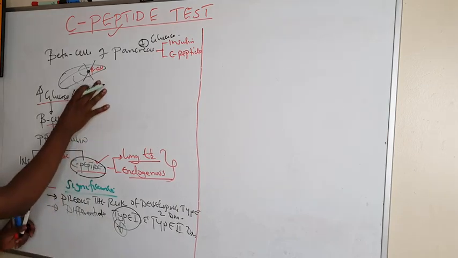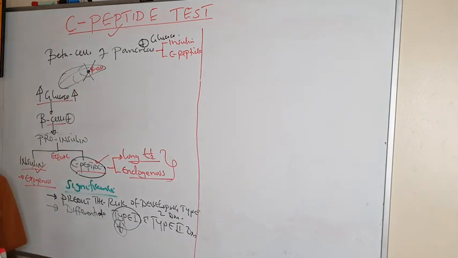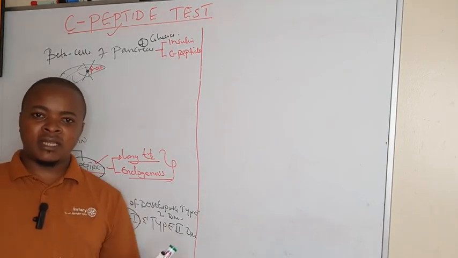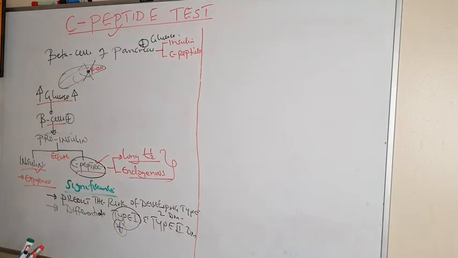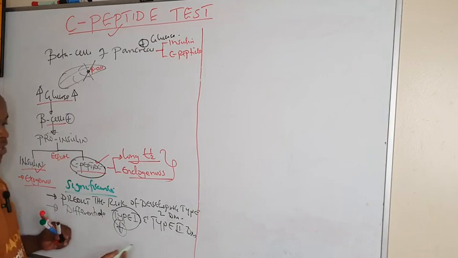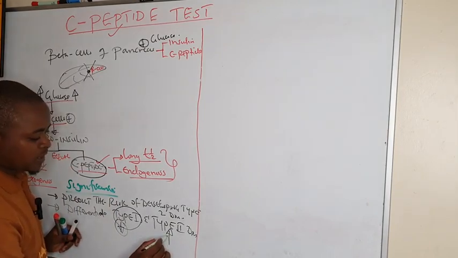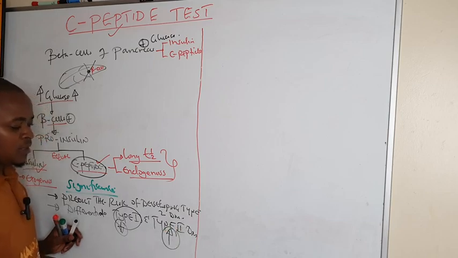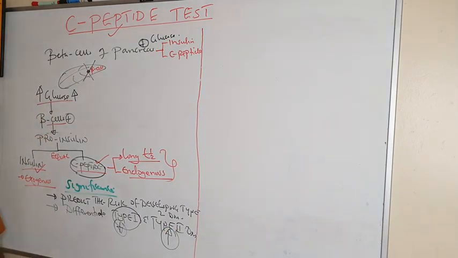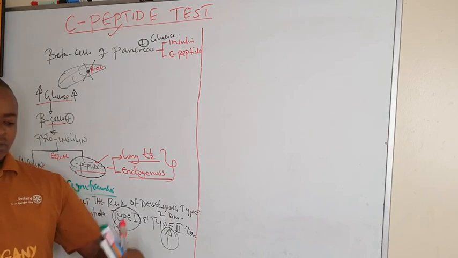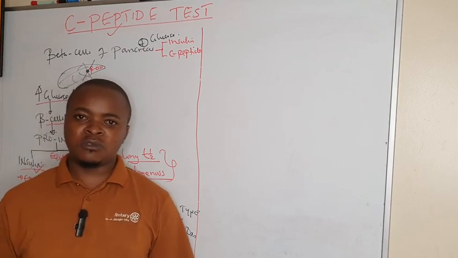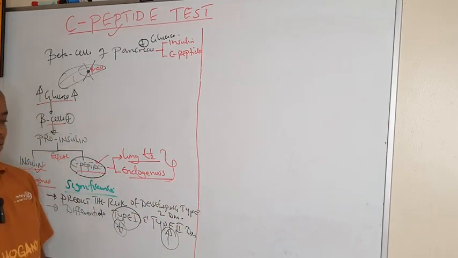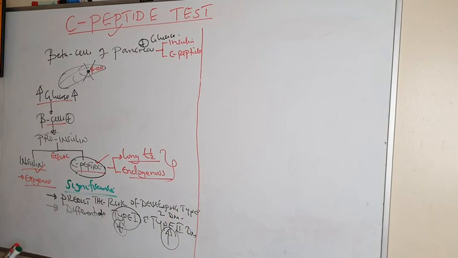Whereas type 2 diabetes is due to insulin resistance. Insulin is much in blood, but the cells are not responding to this insulin. So a high level of C-peptide indicates type 2 diabetes. So we can use this C-peptide to confirm if the patient has type 1 or type 2 diabetes mellitus.